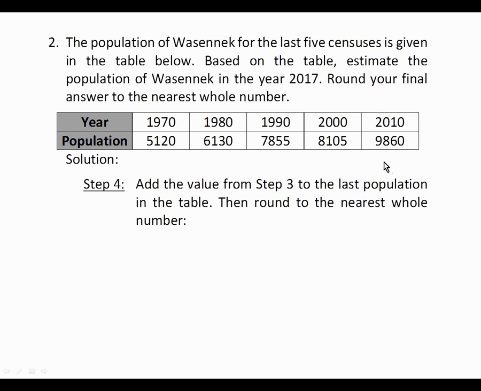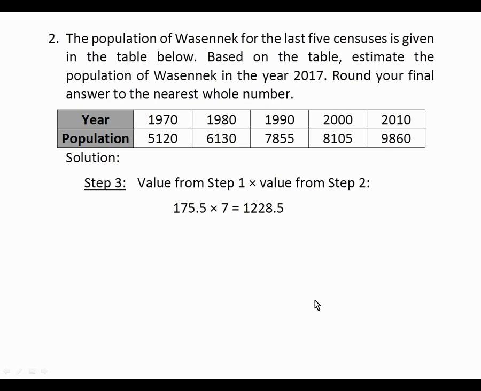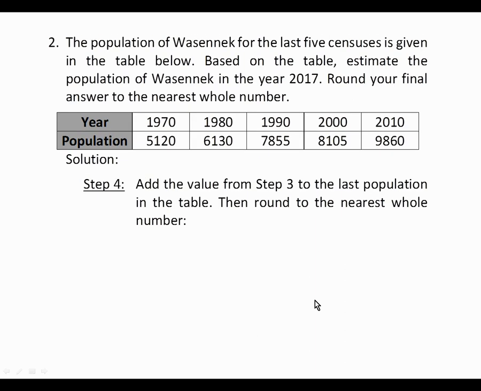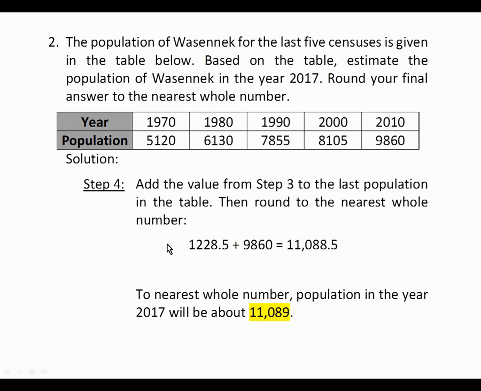So I'm looking at 9,860 plus what I got before, 1228.5. So 1228.5 plus 9,860, I get 11,088.5. Now you will round to the nearest whole number. So the nearest whole number of the population in the year 2017 is going to be 11,089 people in the good town of Wassenich.